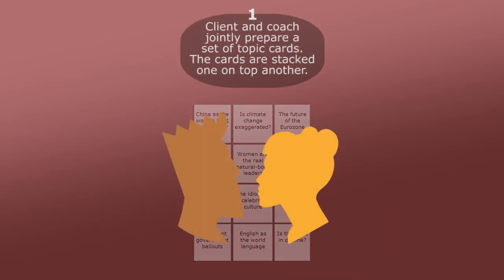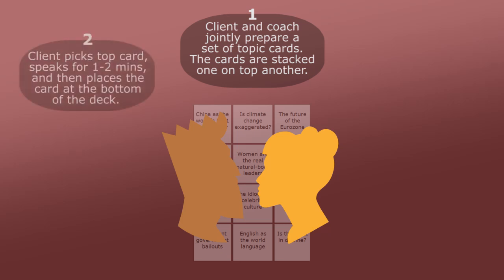Okay, so in step 1, the client and the coach jointly prepare this set of topic cards. Maybe you want 10 or 12 with an upper intermediate learner, perhaps only 4 or 5 with a lower intermediate one. And the cards are stacked one on top of the other. Step 2, the client picks up the top card and speaks for a minute, perhaps, maybe 2, on that topic. And the coach listens, doesn't say a thing.